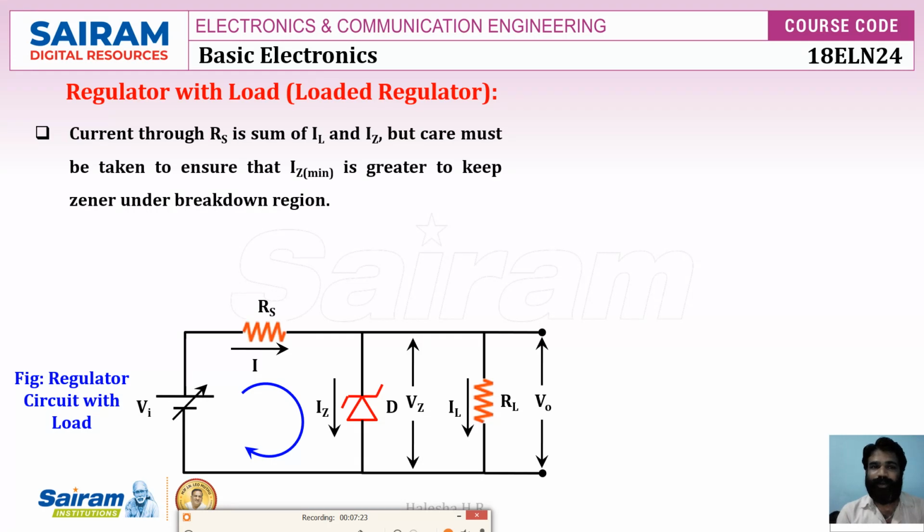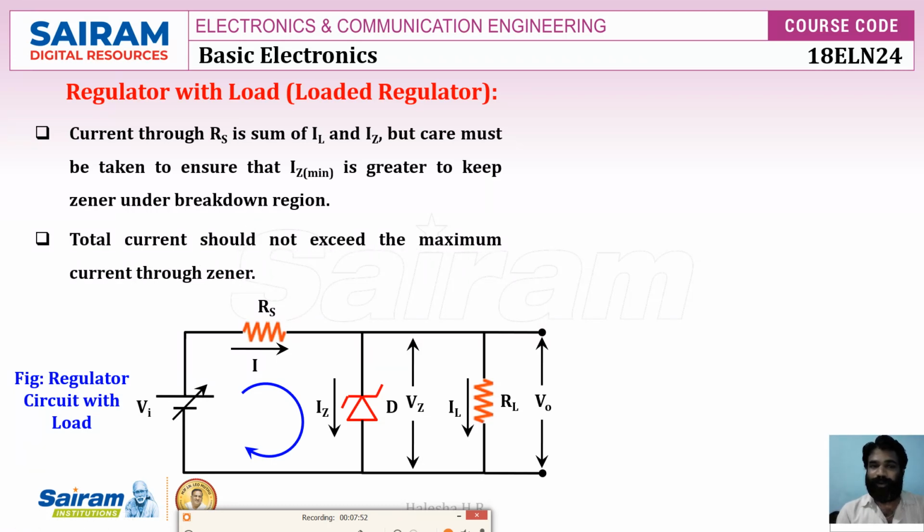Now current through the limiting resistor, that is RS, is the sum of the current through the Zener diode, IZ, and the current through RL, that is IL. But here we must take care to ensure that IZ minimum is greater, to keep the Zener diode under breakdown voltage. So the total current should not exceed the maximum current of the Zener.